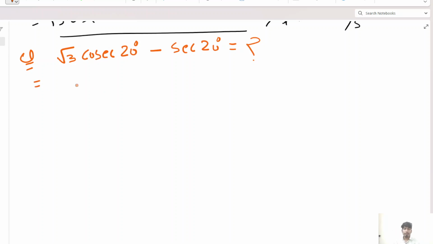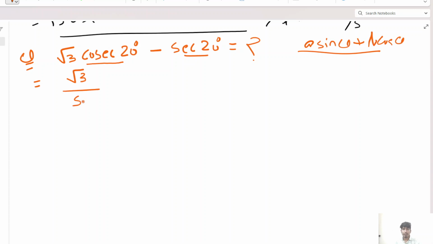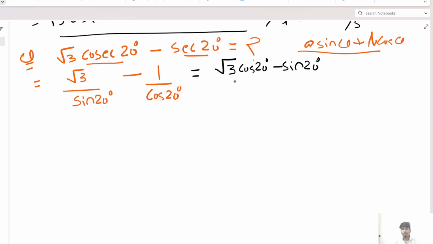We know, change cosecant into sine function and secant into cos function, because we know a sin theta plus b cos theta, not in secant and cosecant. So change into sine and cos. Then root 3 upon sin 20 degree minus 1 upon cos 20 degree. Then this is (root 3 cos 20 minus sin 20) upon sin 20 cos 20.